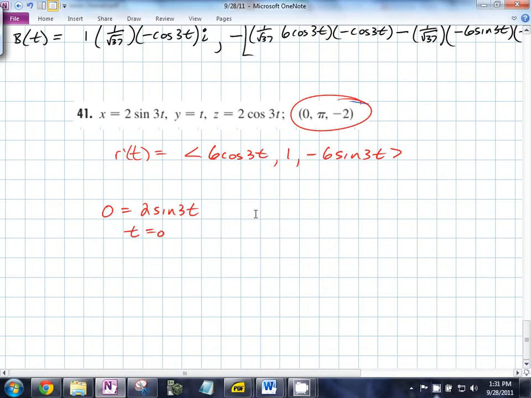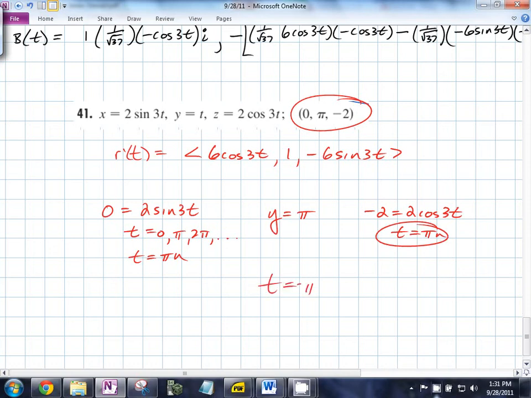So what time are we at? We're at time equals pi. So what do we do with this? Plug it in right there. So we have r prime. Oh, I just stutter stepped. We have r prime at pi, which is 6 cosine 3 pi over 2, comma 1, comma negative 6 sine 3 pi over 2. Oh, it's just 3 pi. I do not know where I'm getting that 2 from.